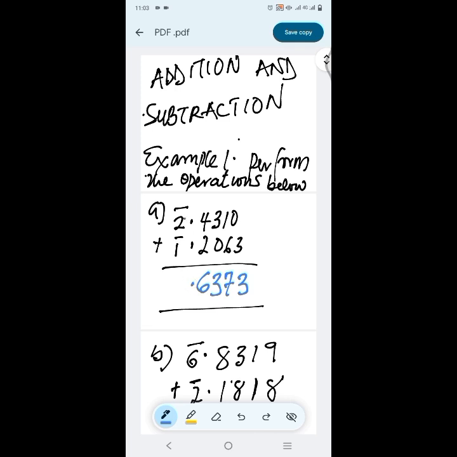What is bar 2 plus bar 1? It is the same thing as saying minus 2 plus minus 1, and of course that will give you minus 2 minus 1, that will give us minus 3, or simply bar 3. That is your answer. I hope you are following.